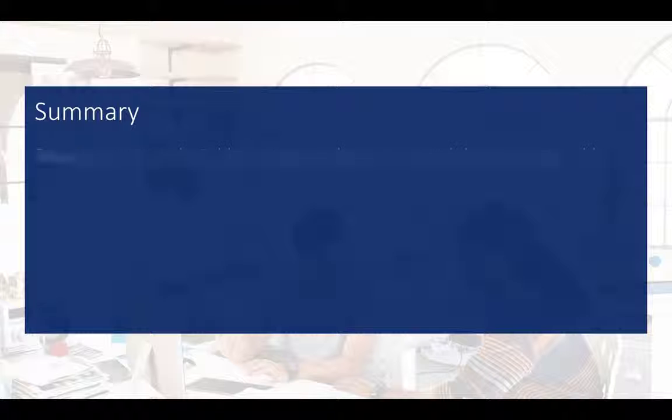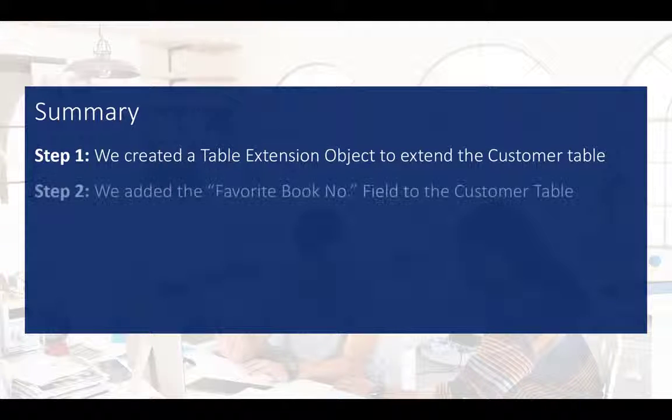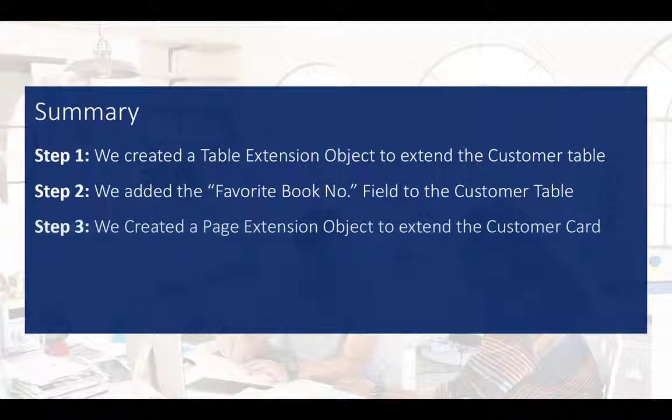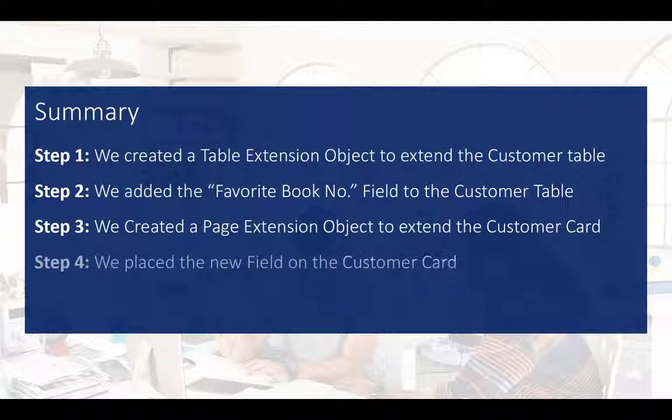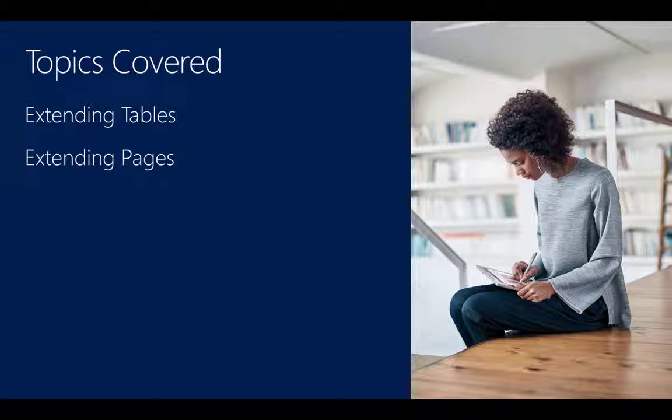To summarize, we created a table extension object to extend the customer table. We added the favorite book number field to the customer table. We created a page extension object to extend the customer card. And we placed the new field on the General Fast tab of the customer card. In this video, you've learned about extending tables, how to extend pages, and how to use snippets in Visual Studio Code.